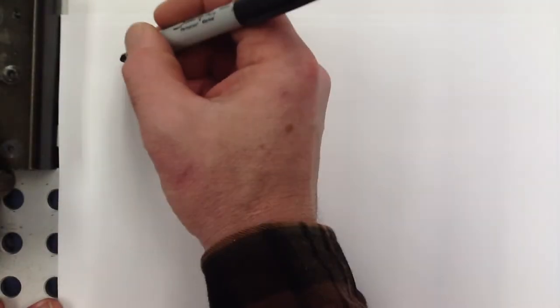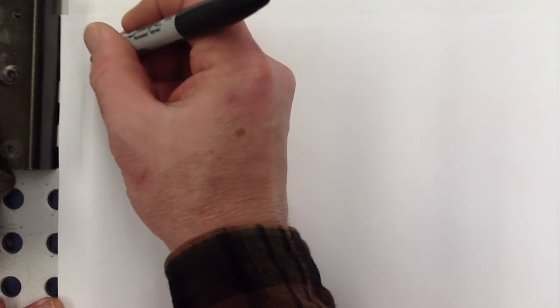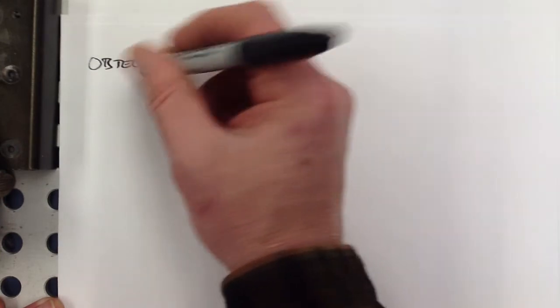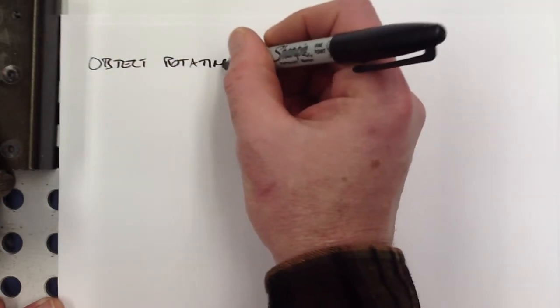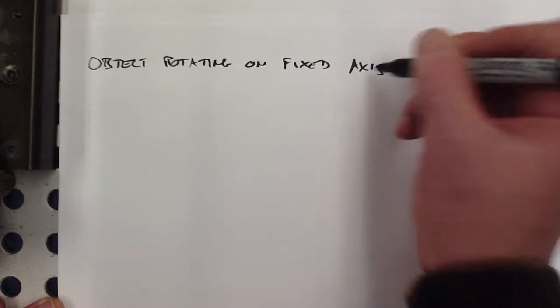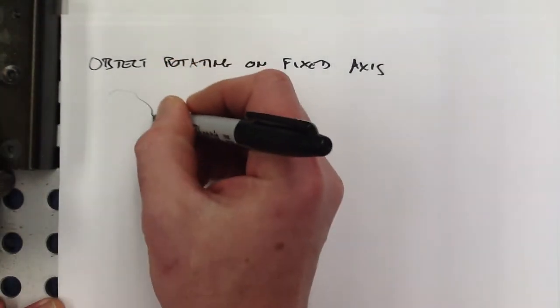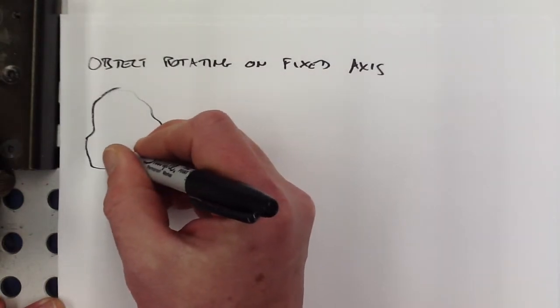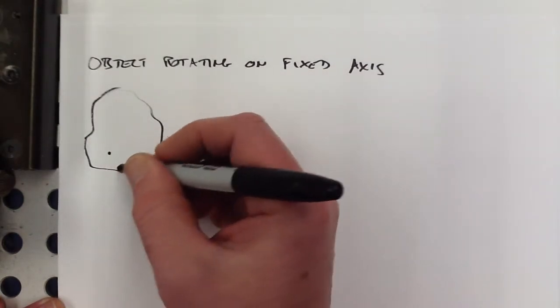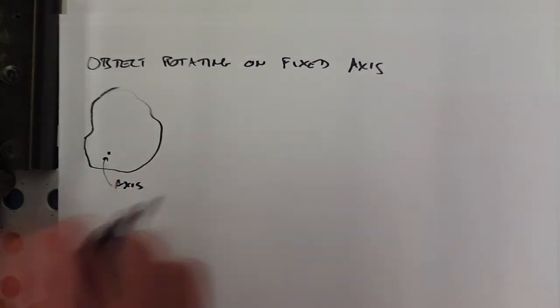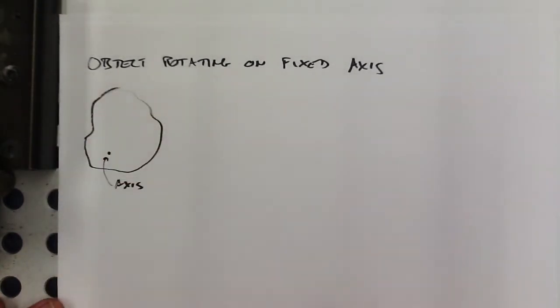Now, what if we have an object rotating, not a particle, an object rotating on a fixed axis? So let's start out with our lumpy kind of object. The axis definitely does not need to be at the center of mass, so I'll put it over here. That's the axis. And what is the angular momentum of this thing?